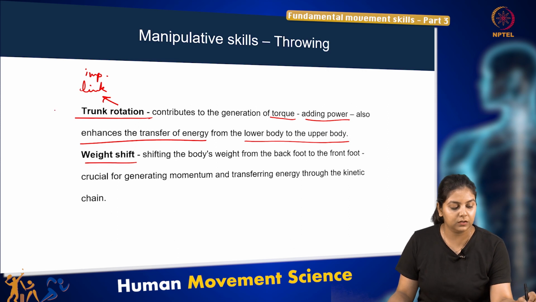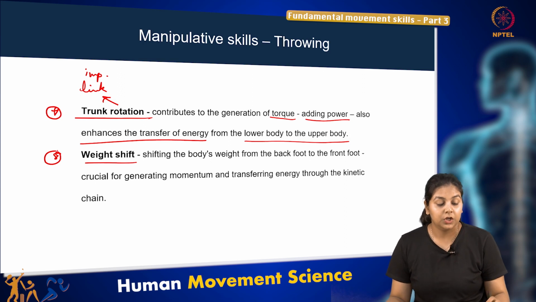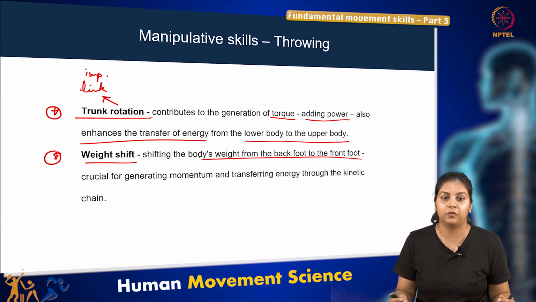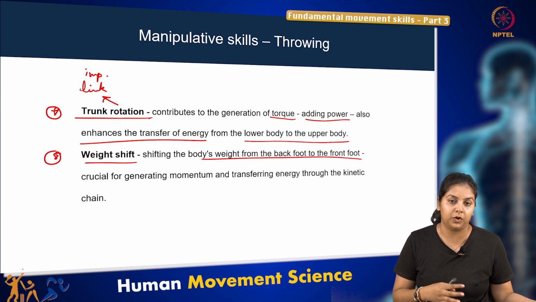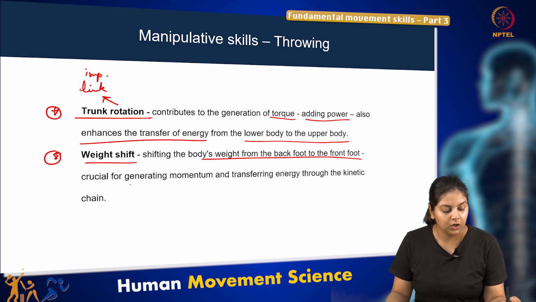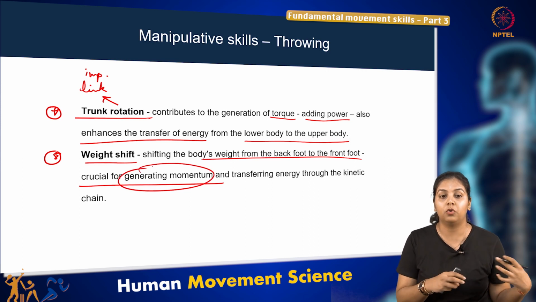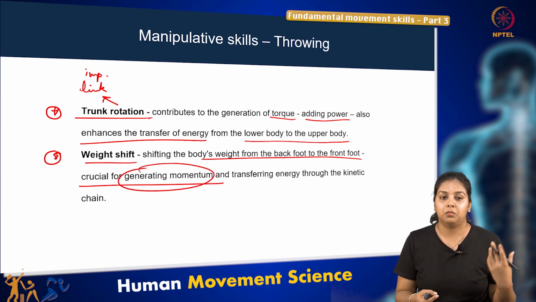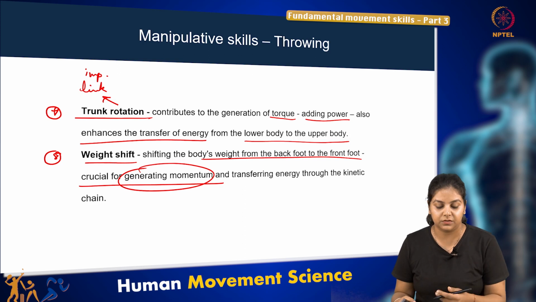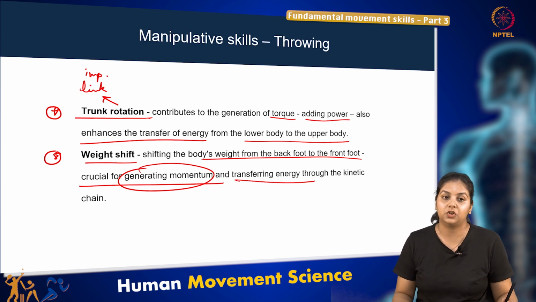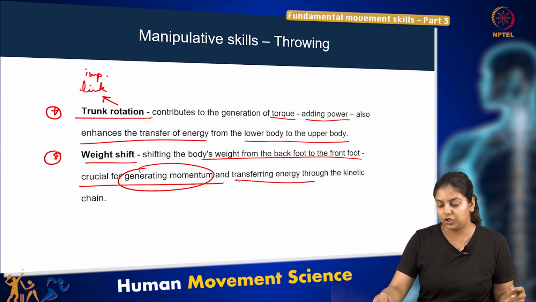Another important thing, so that's the seventh one, would be the weight shift, shifting the body's weight from the back foot to the front foot as well, right? So that's quite important. While these sequential events are happening, you also have to shift your body weight from the back foot to the front foot, which is crucial for generating momentum. So all the momentum, generating momentum and transferring energy through the kinetic chain, you need to look at the weight shift as well.